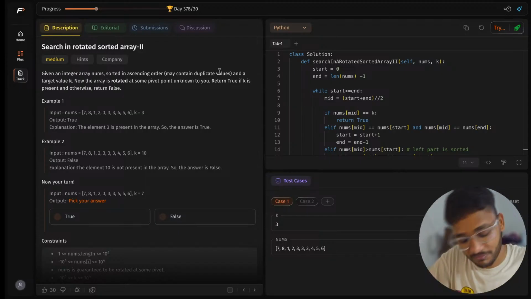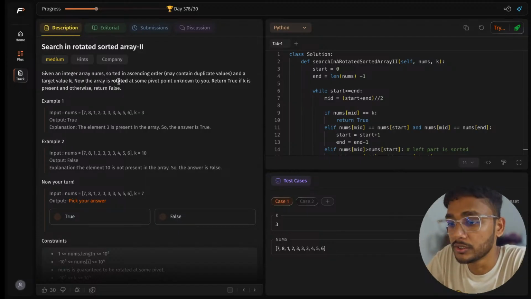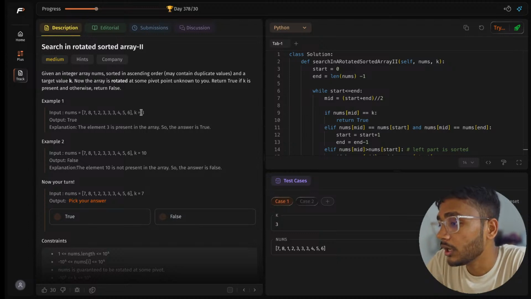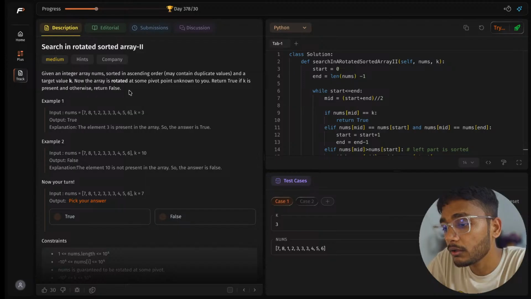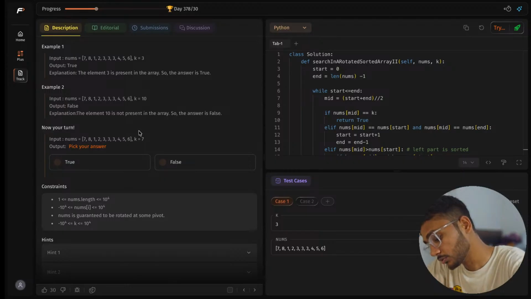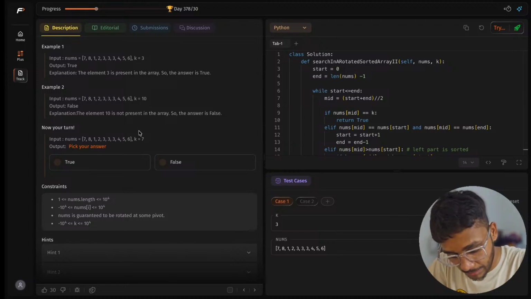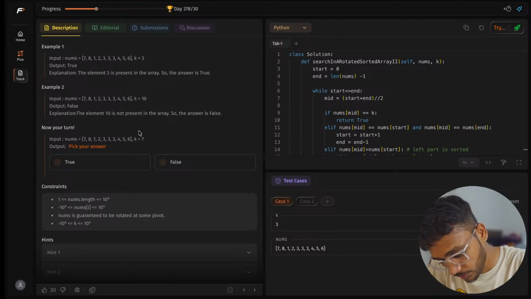Okay, so we have a sorted array that may contain duplicate values, and a target value k. Now we need to find whether the target value exists or not. If it does not exist, just return false. Either true or false, so these are the two accepted values. And when I was watching the solution, it says that it's not difficult, but it's impossible to get the solution without trimming down the array.